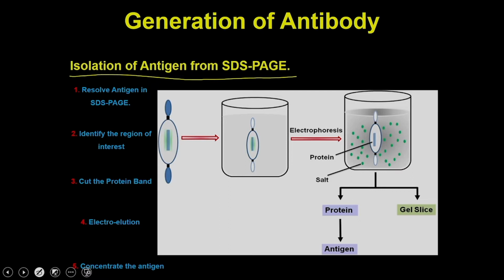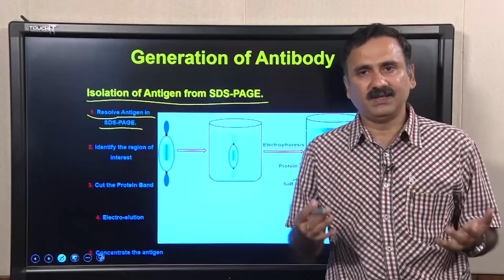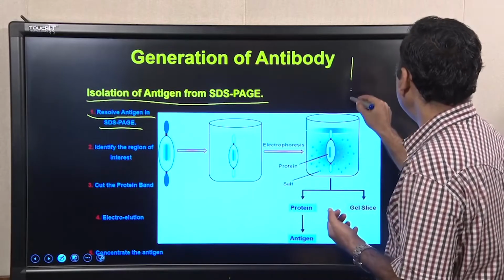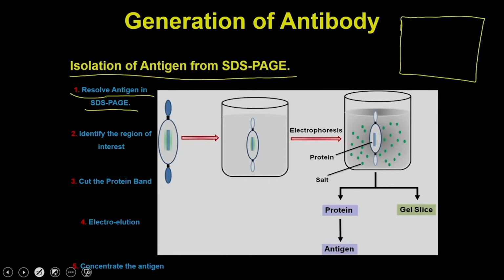The first step is to get the antigen-overexpressing cells. Then you prepare the lysate, and this lysate has to be resolved on an SDS page. In this case you are not going to use a mini SDS gel. You are going to use a very large SDS page, so that you can load somewhere around 2 to 5 ml of lysate.